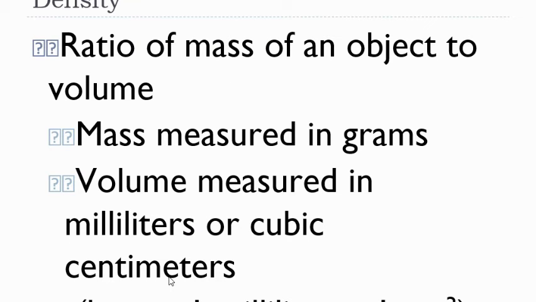All right. The next thing that we're going to talk about today then is density. And density is the ratio of mass of an object to its volume. We're going to measure the mass in grams, typically. That's what we measure our stuff in lab in here. And our volume is either going to be measured in milliliters or in cubic centimeters.